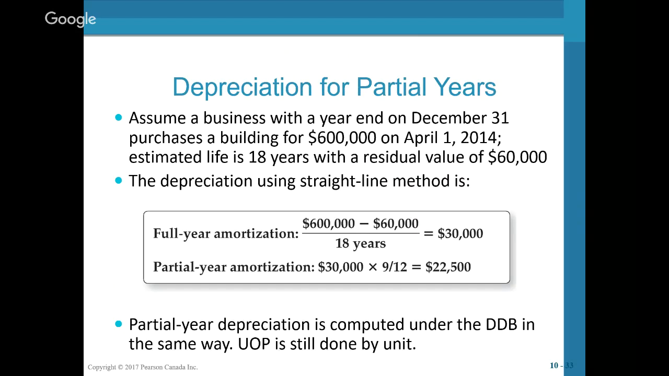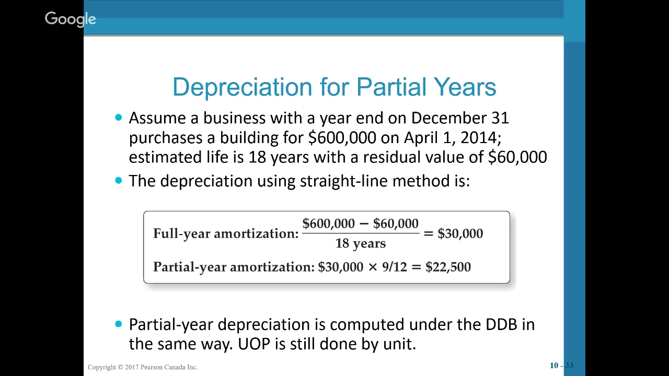If you're depreciating for a partial year, then we're going to prorate, or reduce, the amount of depreciation in that year by the number of months. So assume a business with a year end of December 31st buys a building for $600,000 on April 1st. It has a useful life of 18 years and a residual value of $60,000. So 600,000 minus the 60,000 gives you the depreciable amount. We divide by 18 years, that gives you $30,000 per year.